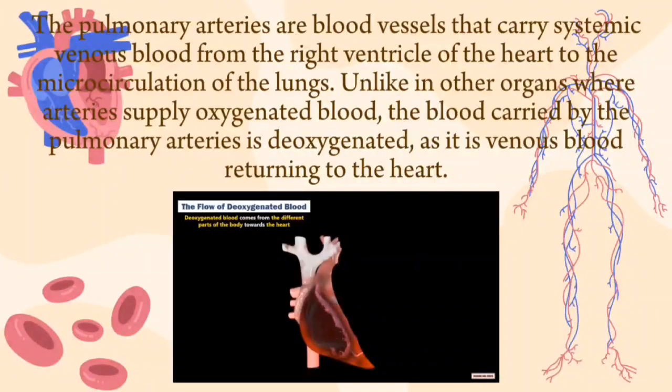The pulmonary arteries are blood vessels that carry systemic venous blood from the right ventricle of the heart to the microcirculation of the lungs, and like in other organs where arteries supply oxygenated blood, the blood carried by the pulmonary arteries is deoxygenated as it is venous blood returning to the heart.